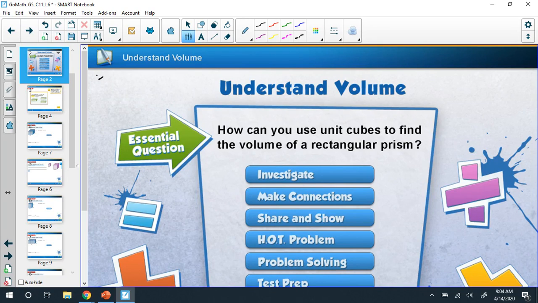Today we are going to be looking at lesson 11.6, which is understanding volume. And this is going to really build on our lesson that we did last week on 11.5, where we were also working on finding the volume of rectangular prisms. Our essential question here is, how can you use unit cubes to find the volume of a rectangular prism?